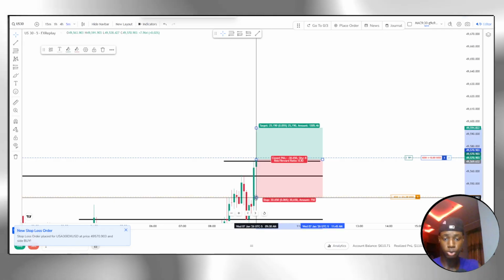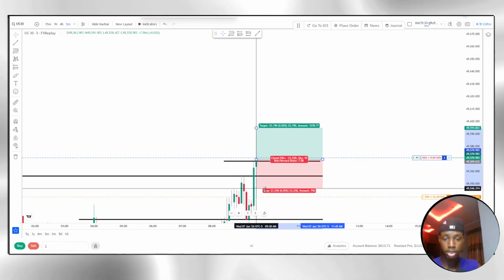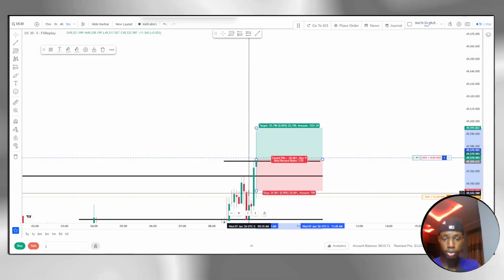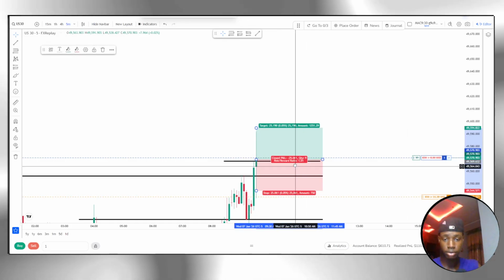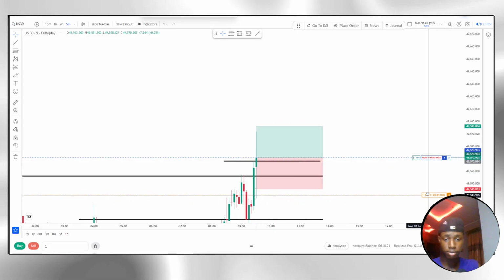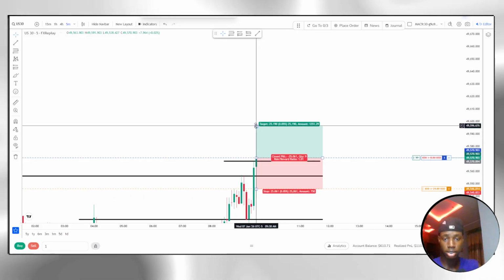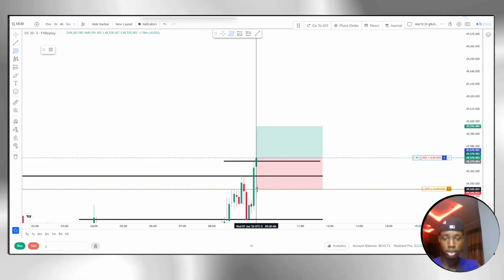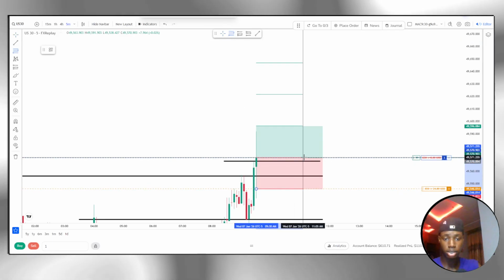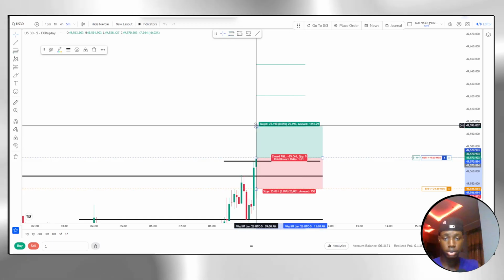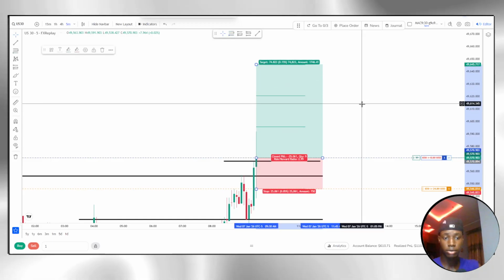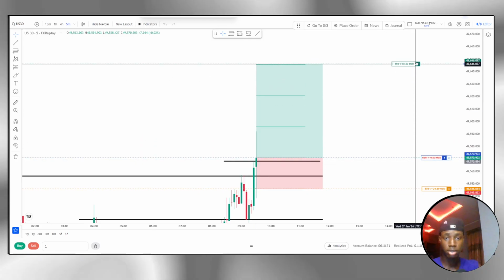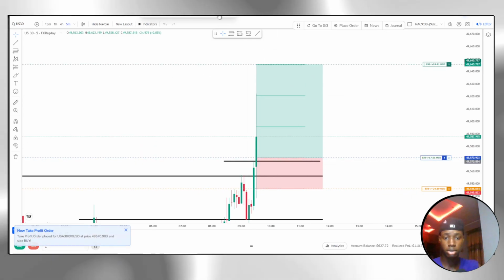Or I could just go for a 25. This is looking way too big for me. I'll go for a 25-point stop loss right there, and then go for a 1 to 3 risk reward, which is what I usually use. Alright, so let's see what happens.